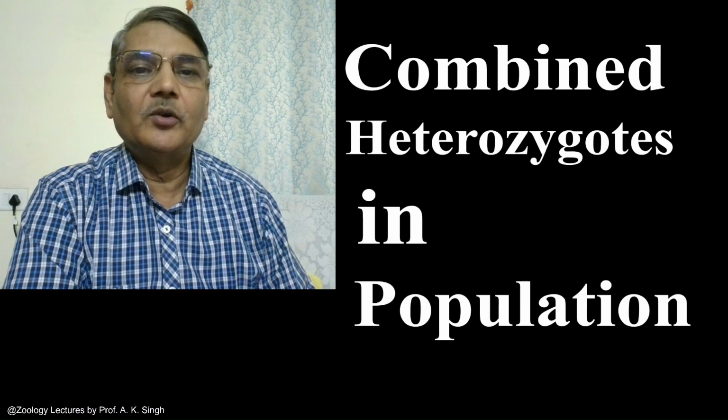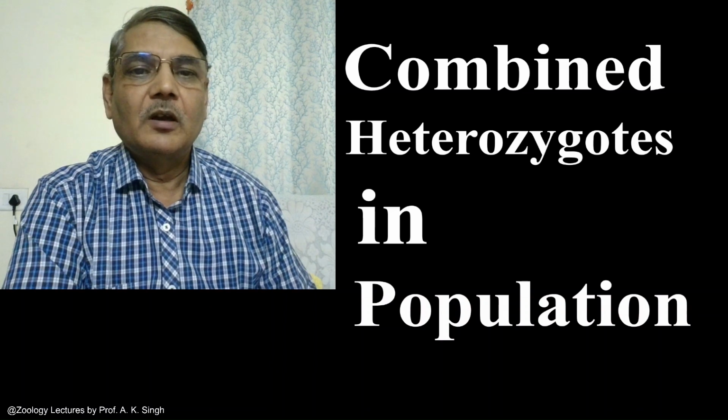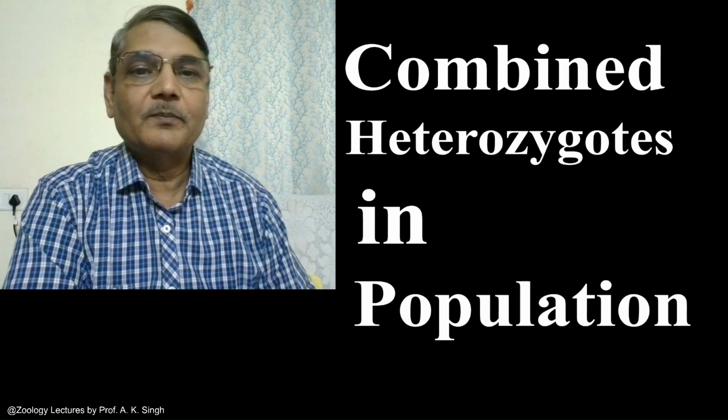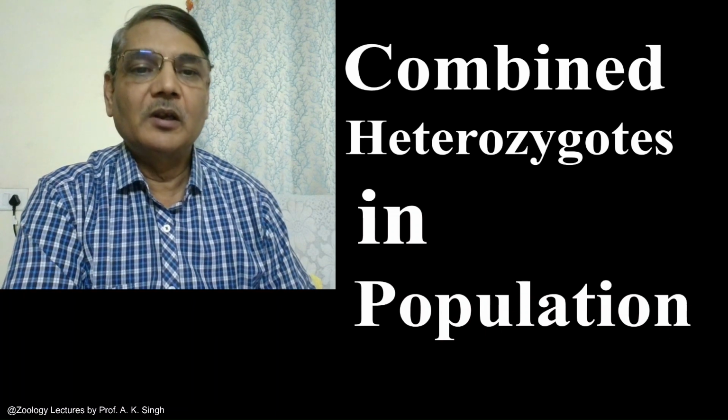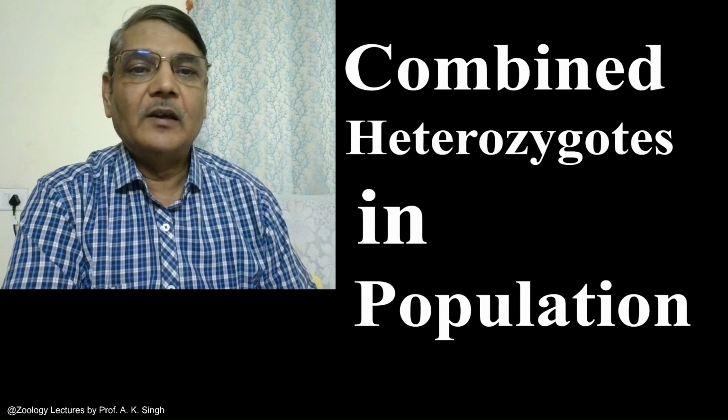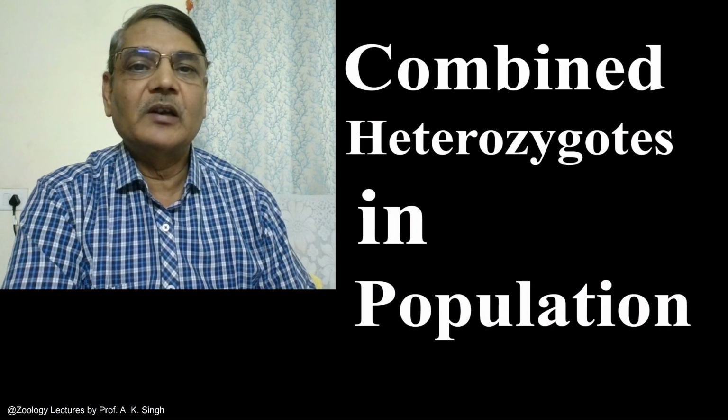See, in some of my videos, you have seen the calculation of heterozygosity for a specific gene locus. But in all those cases, I considered two alleles for a gene locus. In such a situation, a single heterozygote will be possible. But when a gene locus is represented by more than two alleles, then the number of heterozygotes will be more than one, and in such conditions one can calculate combined heterozygosity.